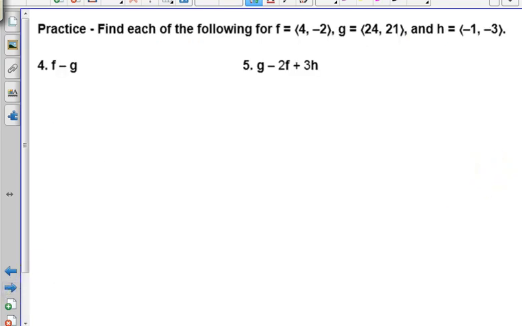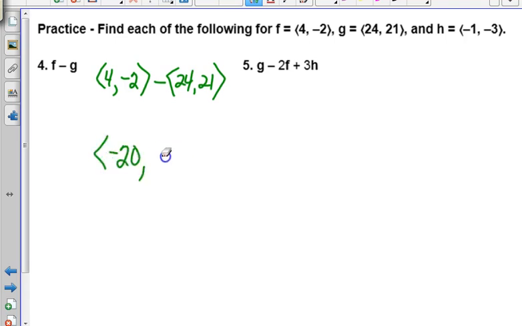So f minus g would be 4, -2 minus 24, 21, which would be what? -20 and -2 minus 21 back here. So -23.